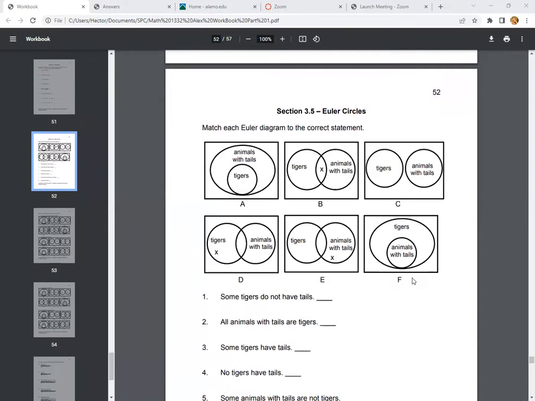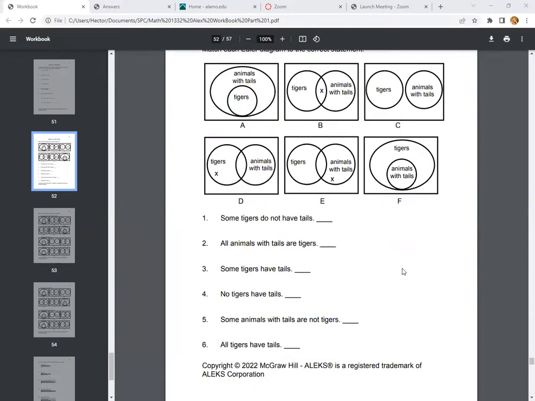Okay, so number one therefore is D. Just write D for number one. Let's see number three. Some tigers have tails. So you're looking for the tiger set and the animals with tails to have an overlap. And so for number 3, you can see that the one that has the overlap in the center is B, right? Some tigers have tails. So B is the answer for 3.